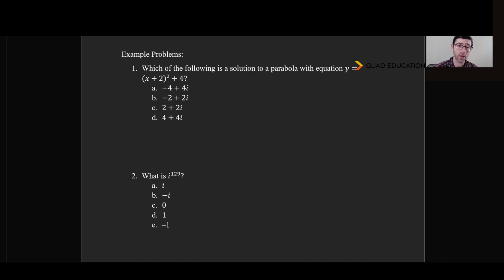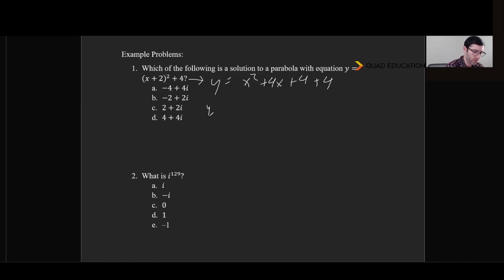Okay, take a look at these and see what you can do. All right, let's solve some problems with imaginary numbers. So which of the following is the solution to the parabola with equation y equals (x plus 2) squared plus 4? So basically the same thing that I did in my example there, but now with slightly different numbers. So like I did, we're going to make this into standard form. And so (x plus 2) squared, that's just going to be x squared plus 4x plus 4, and then plus 4 more.